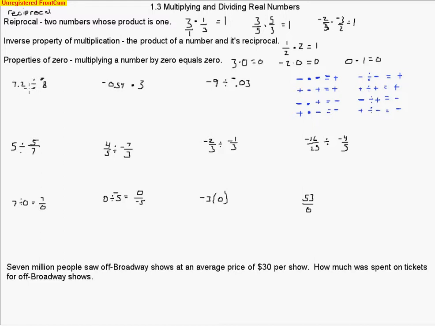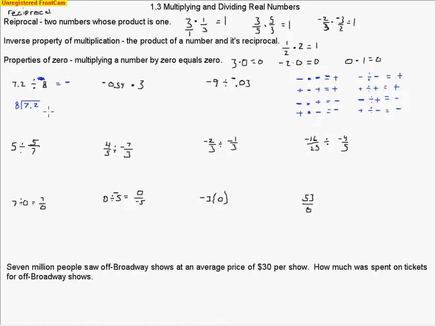Negative 7 and 2/10 divided by 8. So if we want to do this, notice we're dividing by 8. So it's the same thing as saying this: 8 into 7 and 2/10. And so when I do this division, I notice that I've got one negative sign here, one positive sign here, so I know my answer is going to be negative.